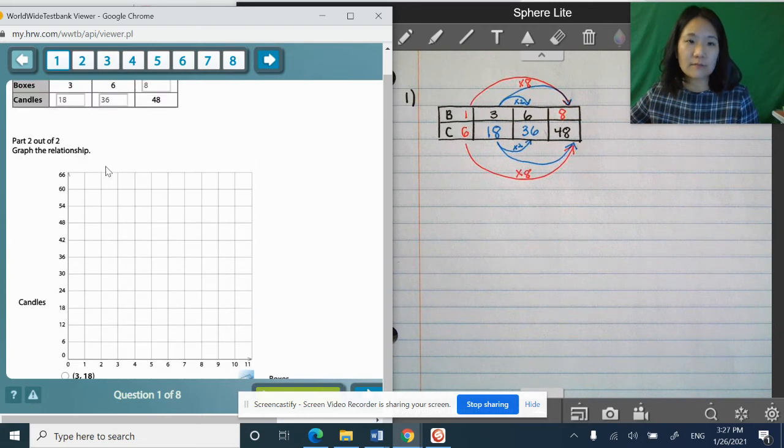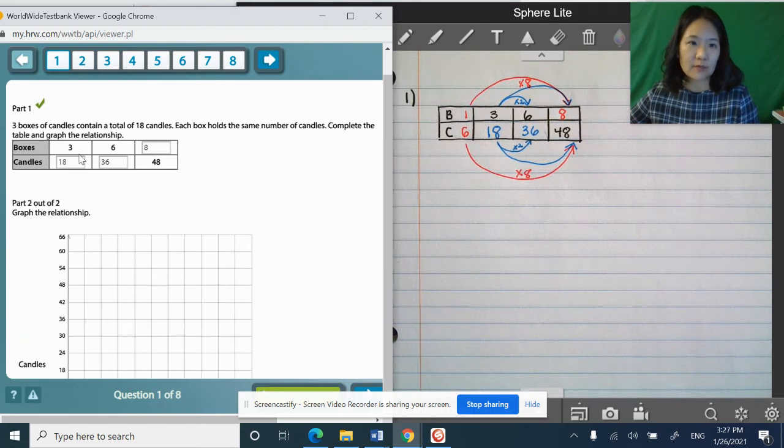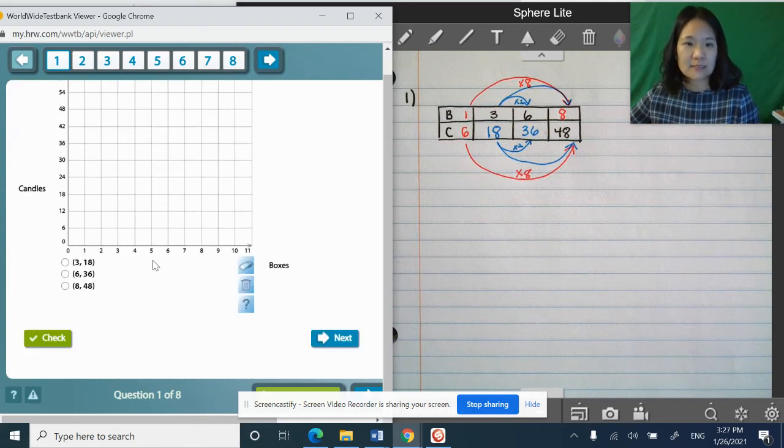Now I need to graph the relationship. So if you look here, it gives you the three ordered pairs that it wants you to graph. The first one comes from the first ratio, 3 comma 18, 3 being the x coordinate, 18 being the y coordinate. X is the number of boxes, y coordinates are the number of candles, and then these are the other two. So what you're going to do is click on the first one. Then you see how this cursor changed to like a cross. So then what you do is first you go to 3 to the right, and then you go up to 18 and you click it.